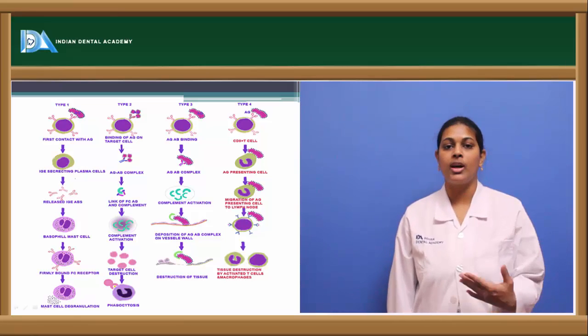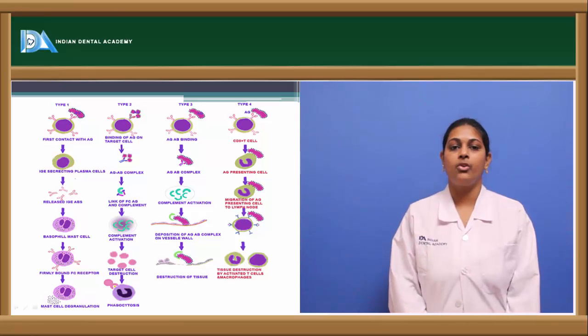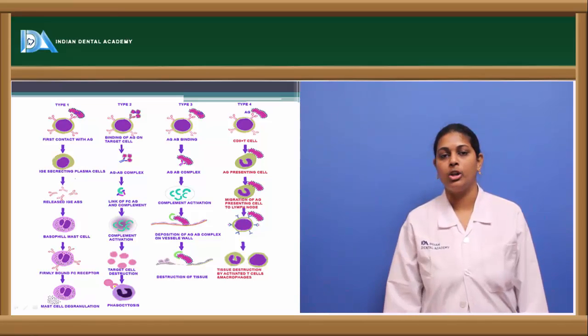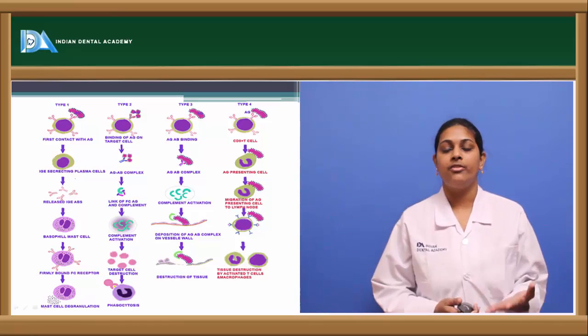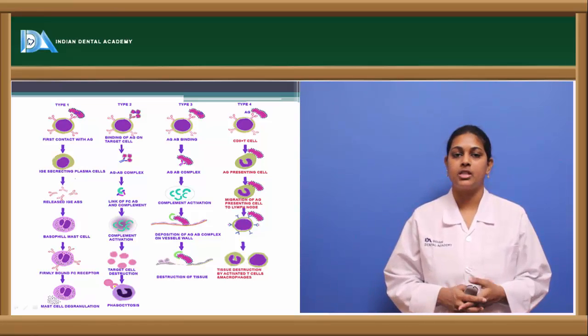Type 1 hypersensitivity reaction is also known as the anaphylactic or atopic reaction. We see it in local anaphylaxis, such as in cases of exposure to an allergen or pollutant, whereas in systemic anaphylaxis, we see type 1 hypersensitivity reaction when there is any drug administration.